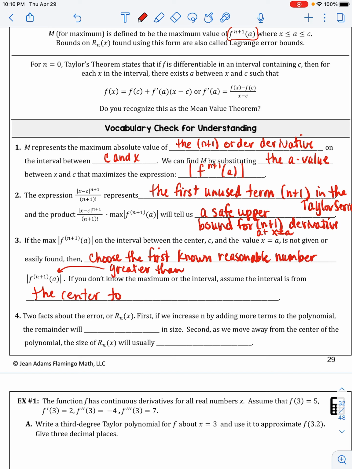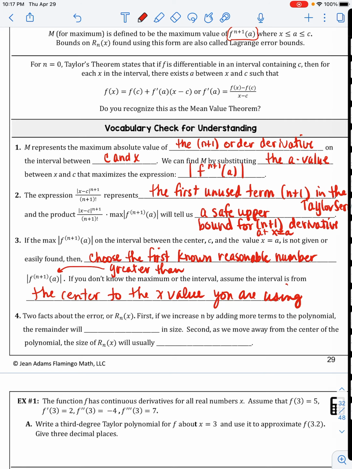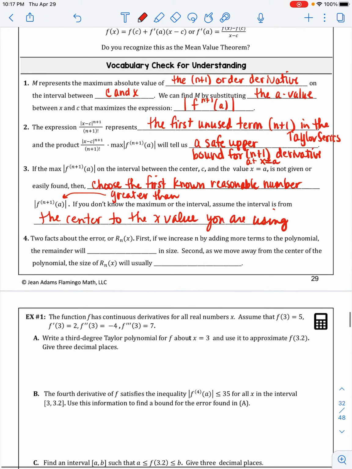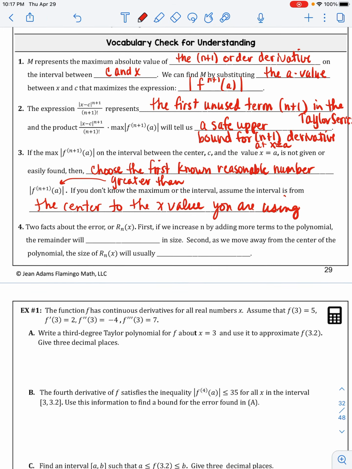If you don't know the maximum or the interval, assume the interval is from the center, which is the c, what you're centering your Taylor polynomial on, to the x value you are using.